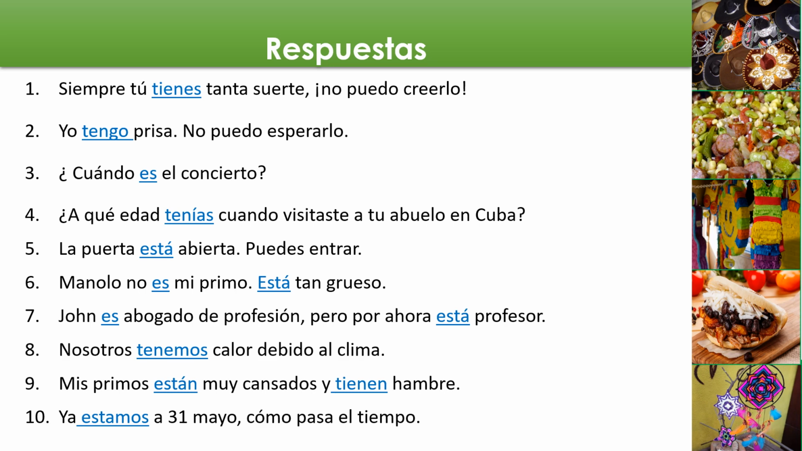Nosotros tenemos calor debido al clima. We are hot because of the weather. Mis primos están muy cansados y tienen hambre. My cousins are very tired and hungry. Ya estamos a 31 de mayo. ¿Cómo pasa el tiempo? Alright? It's already May 31. How time flies.